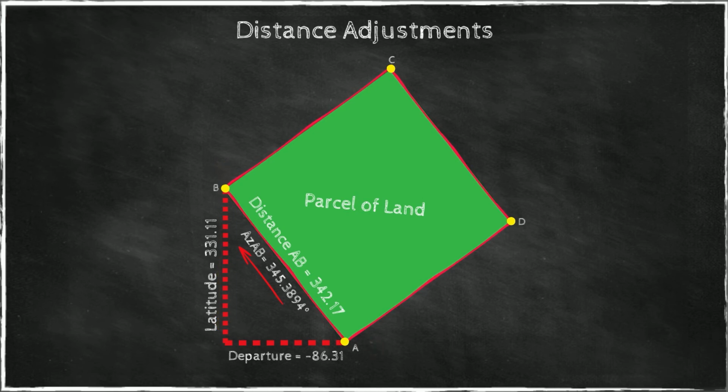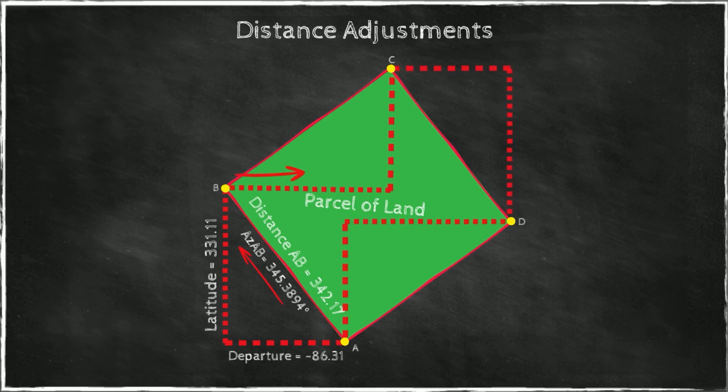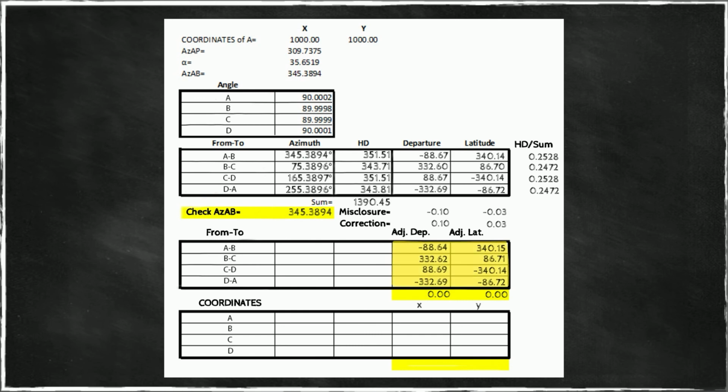And I repeat that around the figure. I calculate a departure for the line BC and a latitude for line BC. For line CD, I will have this departure and this latitude. And for line DA, I will have this departure and this latitude. And these are the numbers I get, positive and negative, which is very convenient.